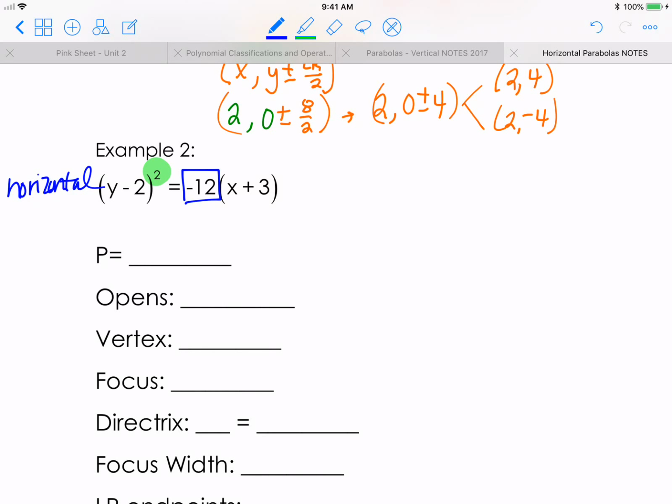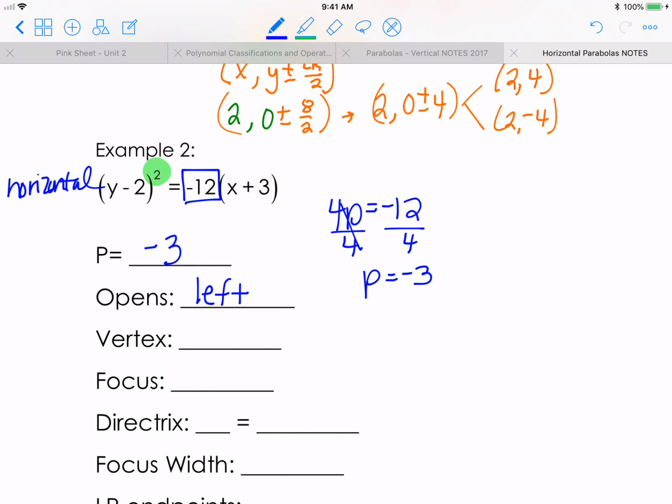Okay, so let's find p. So remember, we're going to take 4p, set it equal to the negative 12, and solve for p. So we get p is equal to negative 3. So this time it's going to open left because it's horizontal and p is negative.